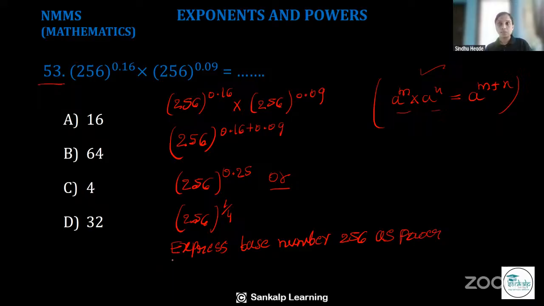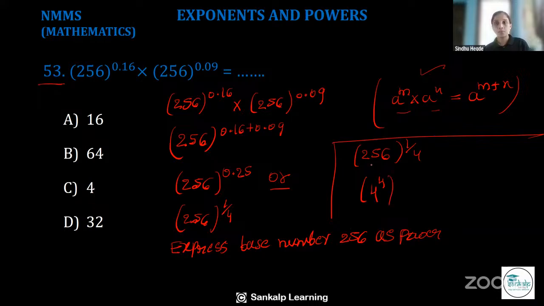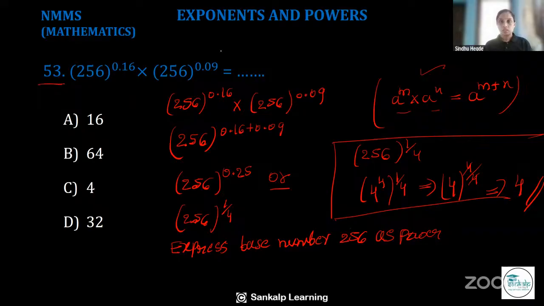So 256, when we convert this 256 as a power, we get 256 raised to 1 by 4. It is converted as a power. We get 4 raised to 4, because 4 is multiplied 4 times to give 256. So we get 4 raised to 4 by 4, the 4s cancel out, and we get only 4. This is the answer for the given number.